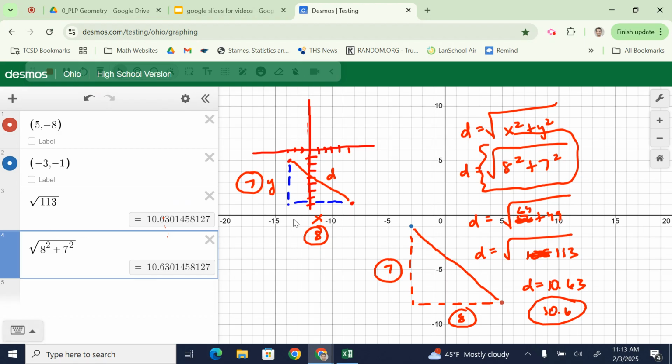So this is how we find basic distances on the coordinate plane. We are going to use this to help us find perimeter and area in the next video. So stay tuned for that.